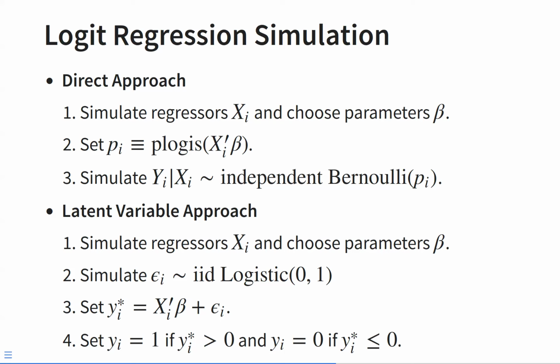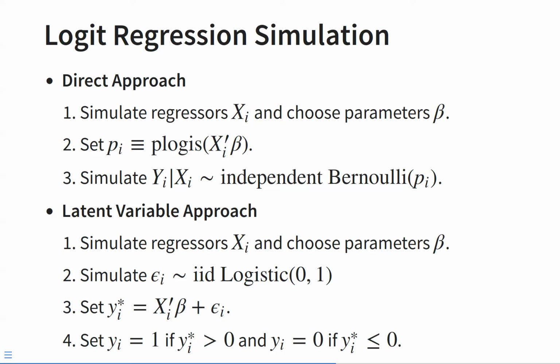There is also an indirect approach, which is typically referred to as the latent variable approach. Now, the first step is exactly the same as before. We simulate some regressors x, and we choose some parameters beta. But the other steps are new. So the reason this is called a latent variable approach is because it involves us drawing some unobserved random variable epsilon, whose only role is to help us create y. It's not a thing that we could ever observe in real life. We could kind of postulate that it exists in some kind of abstract sense, but it's not something we could ever see or directly measure. So it's latent, in other words, it's hidden.